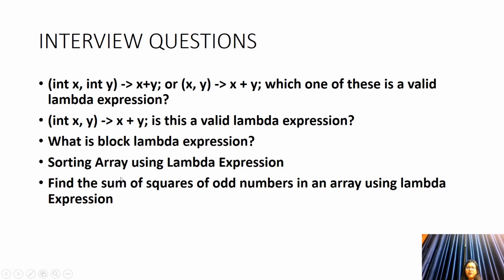And then there were a few coding questions: sorting an array using a Lambda expression, and finding the sum of the squares of odd numbers in an array using a Lambda expression. I'll be sharing the code in the comment section, but I highly suggest you code it before you directly go to the solution that has been shared. This will make your concept more clear.